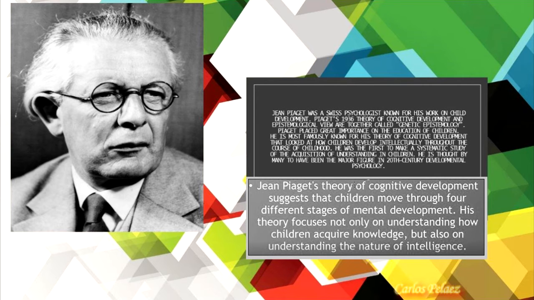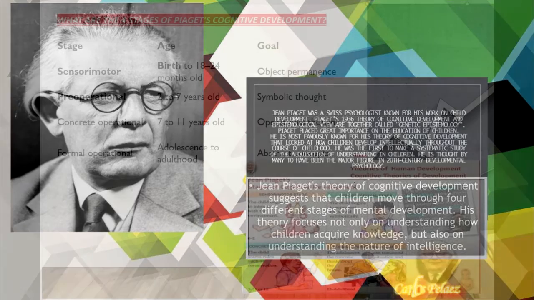Jean Piaget's theory of cognitive development suggested that children move through 4 different stages of mental development. His theory focused not only on the understanding of how children acquire knowledge, but also understanding the nature of intelligence.